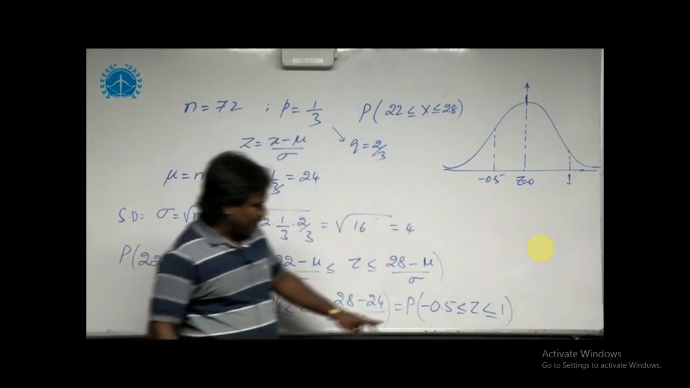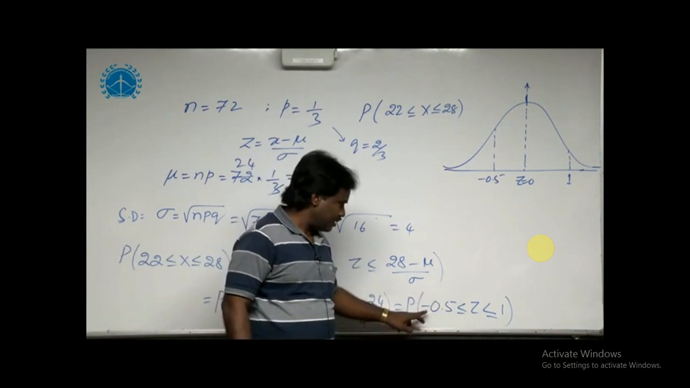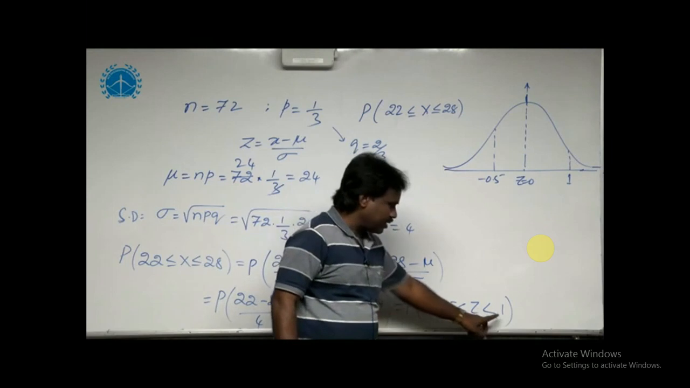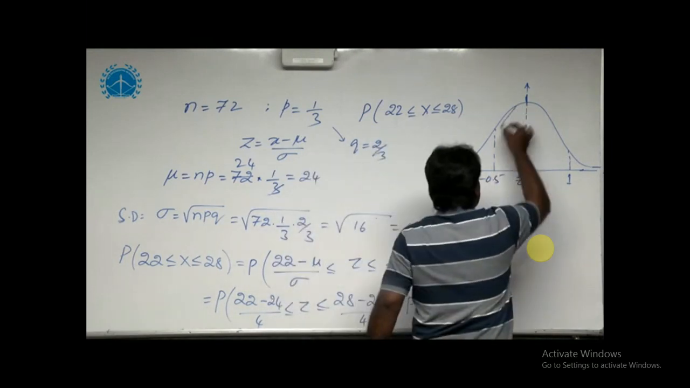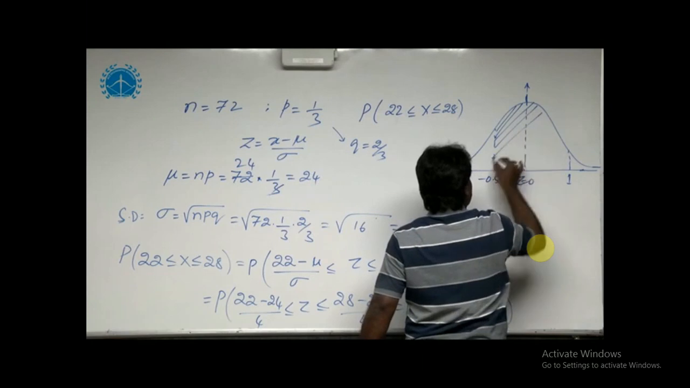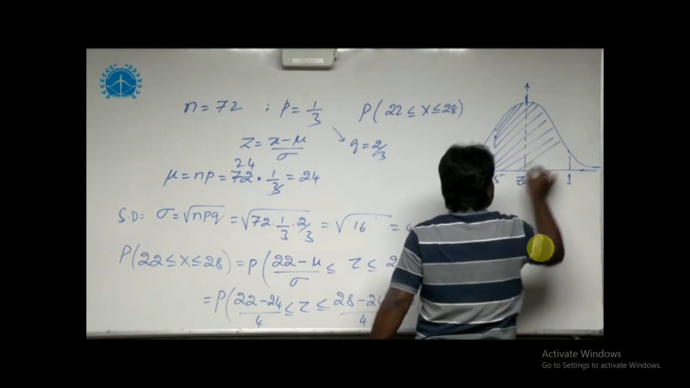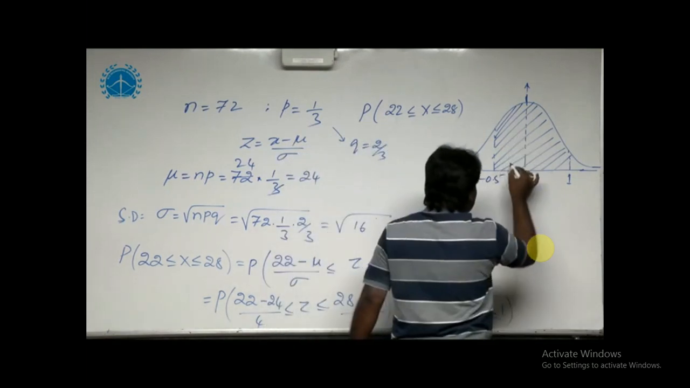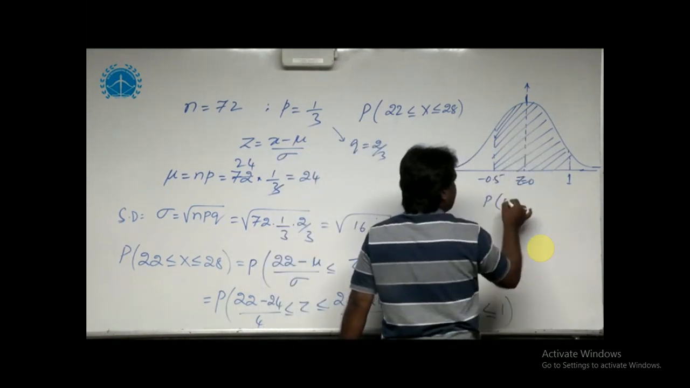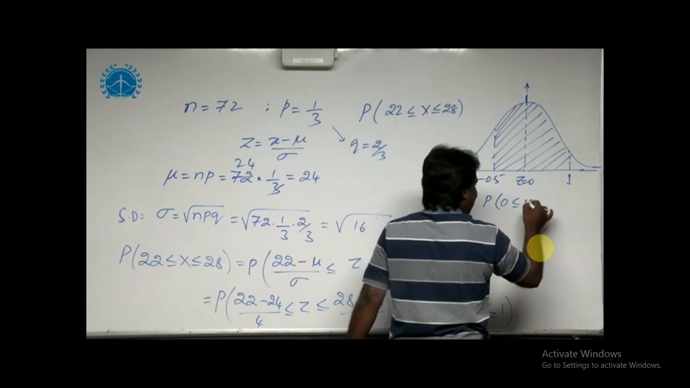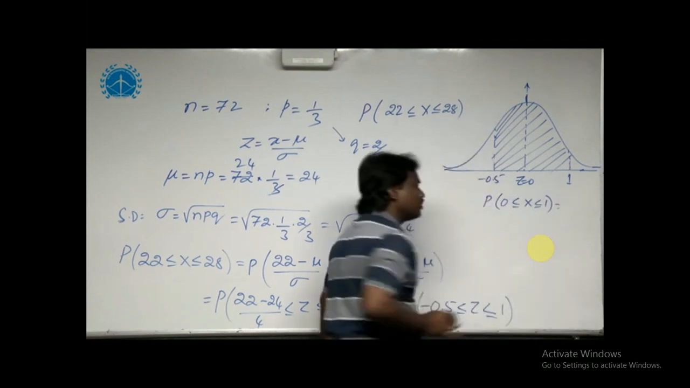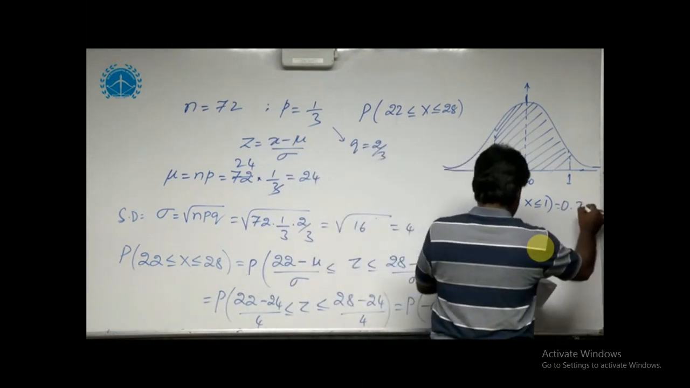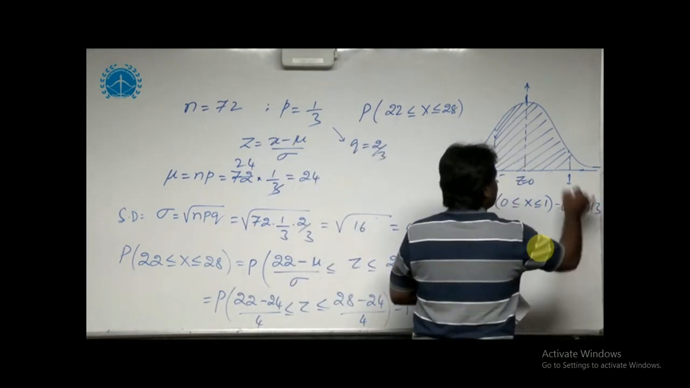So here, as per normal distribution, our requirement is the area or probability between minus 0.5 to 1. As per this normal curve, we need to find the area under the normal curve between minus 0.5 to 1. So by using normal distribution tables, probability of 0 less than or equal to x less than or equal to 1, this is by using the normal distribution table. The value is 0.3413 from the distribution tables.